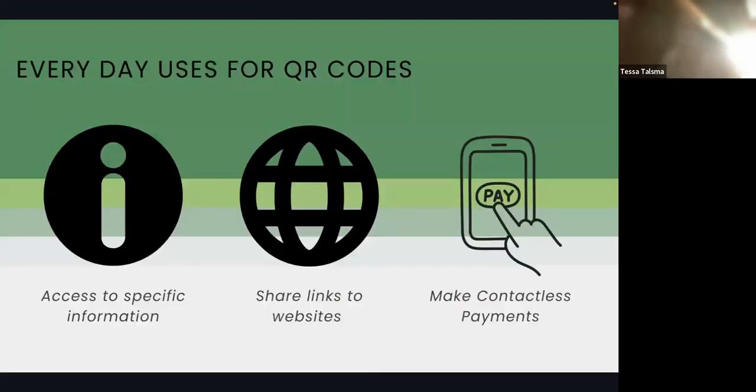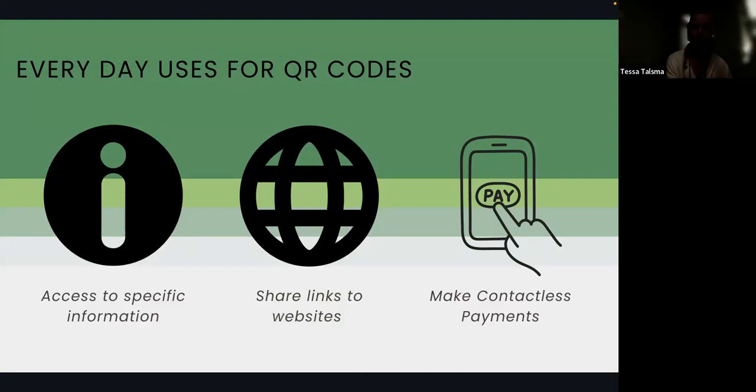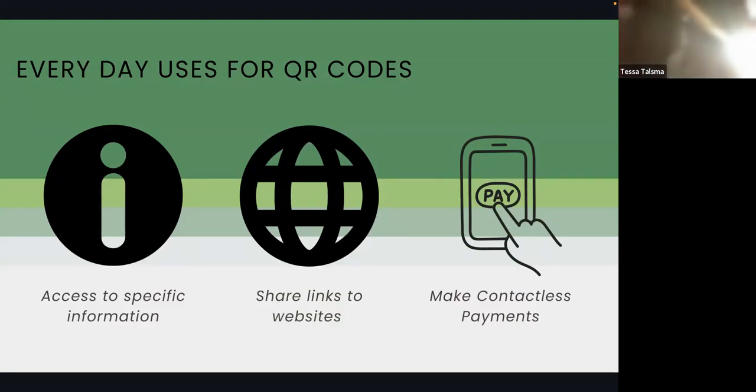So in just everyday, day-to-day life, ways that you might see QR codes used would be to access specific information. So maybe if you're in a restaurant, it might be a link to their drink menu or their dessert menu. Maybe if you are at the bowling alley and you're scanning it, it tells you how you can choose the music to play. I don't know. There's lots of different ways that QR codes are used. It might be used to share links to websites.